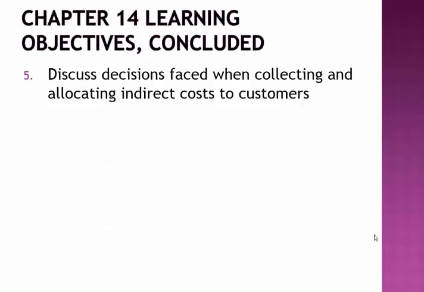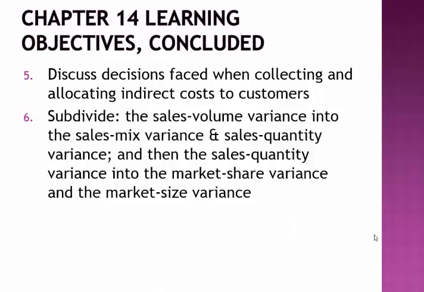We will discuss decisions faced when collecting and allocating indirect costs to customers. And we will learn how to subdivide the sales volume variance into the sales mix variance and the sales quantity variance. And then we will also see how to take that sales quantity variance and subdivide it further into the market share variance and the market size variance.